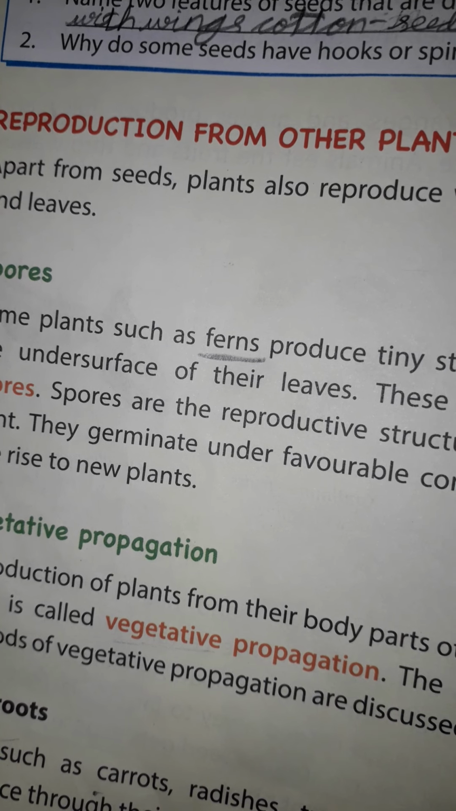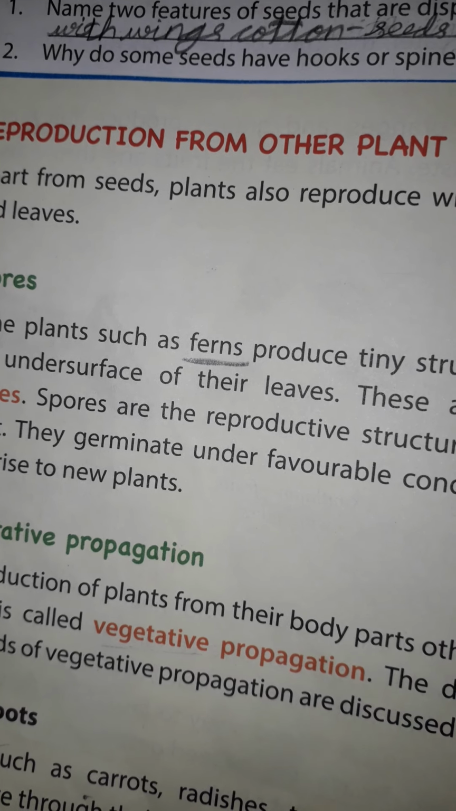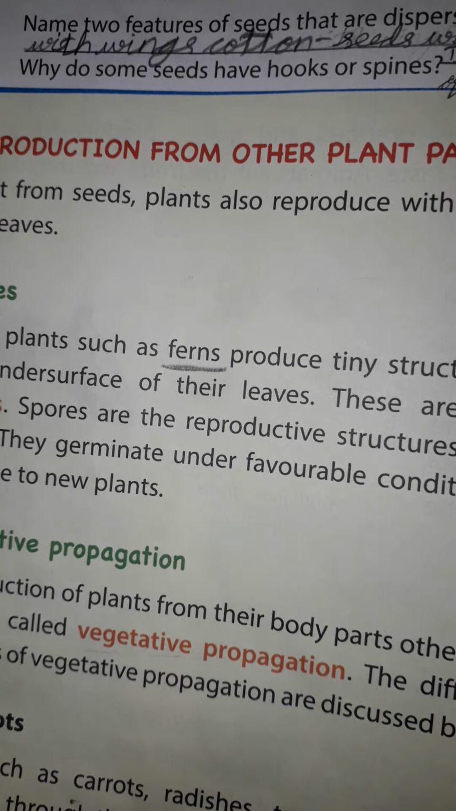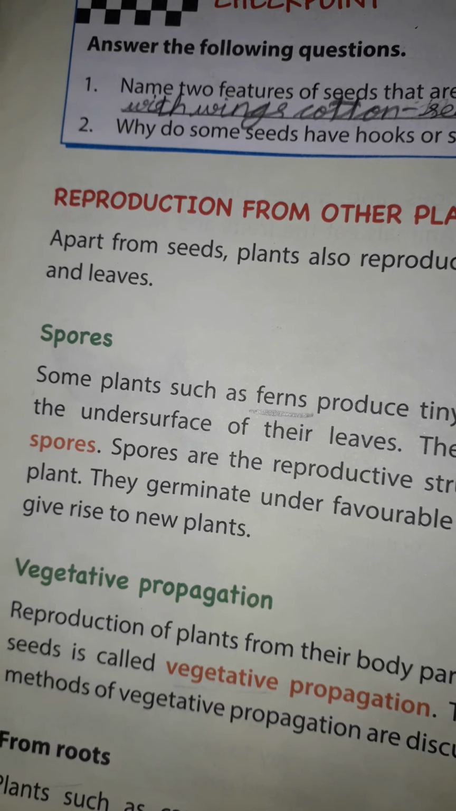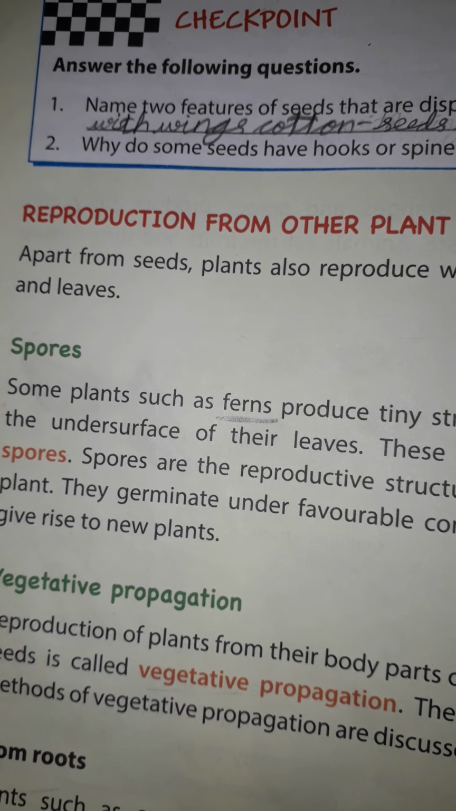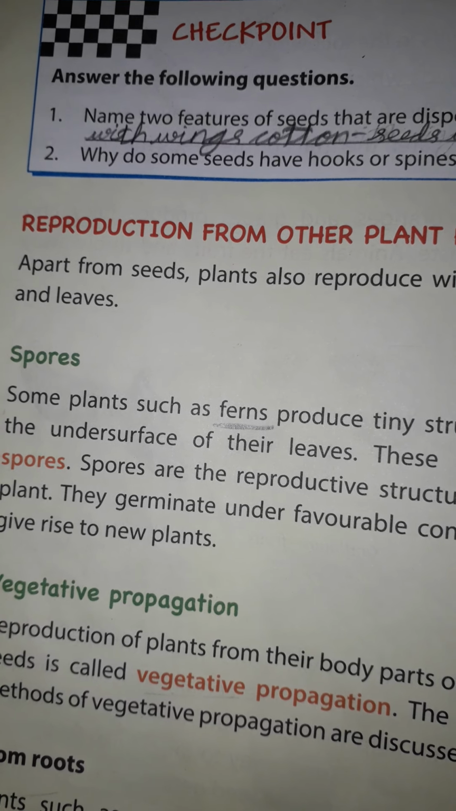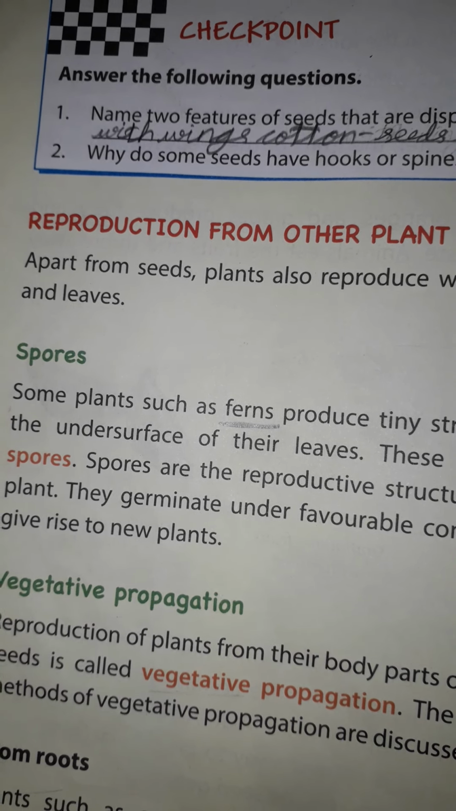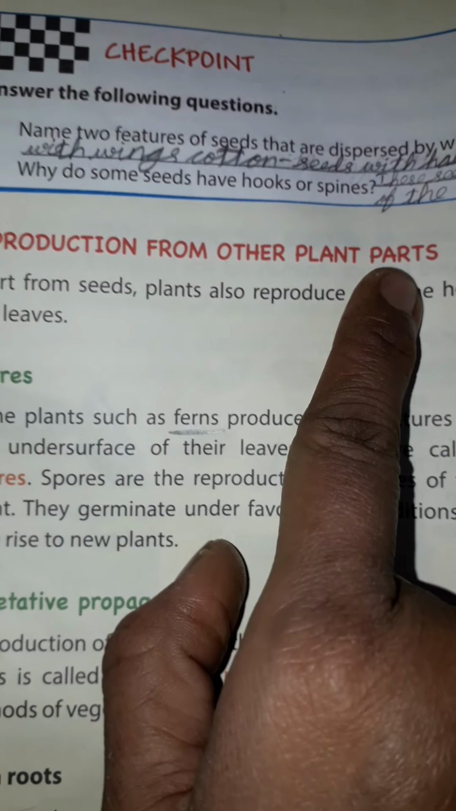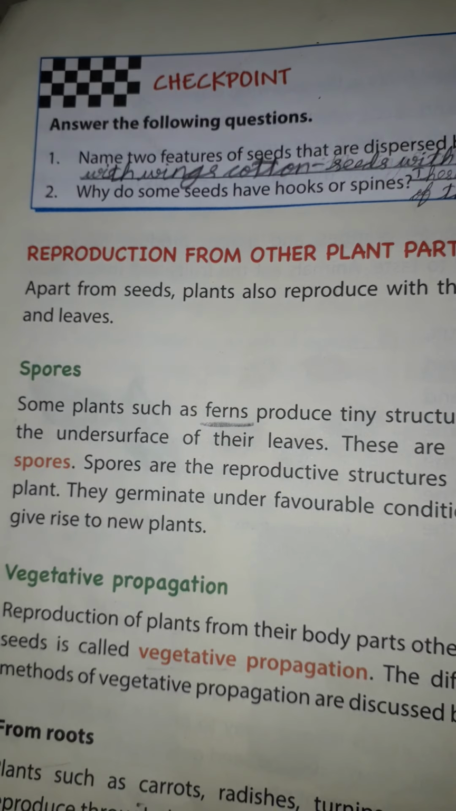In this lesson, we are discussing different ways by which plants reproduce. So far, we discussed how plants reproduce from seeds. Apart from seeds, plants also reproduce with their body parts, that is spores, roots, stems, and leaves. Today, the topic is reproduction from other plant parts.